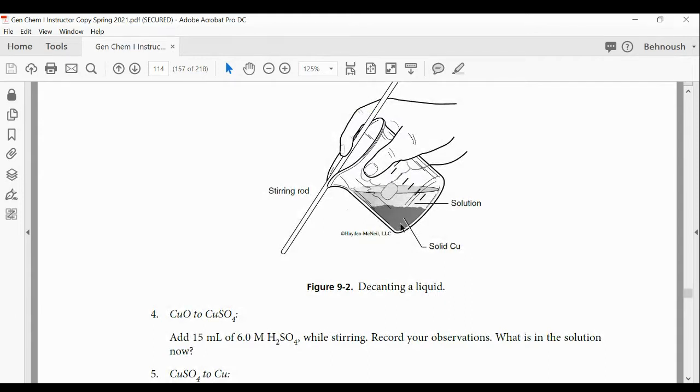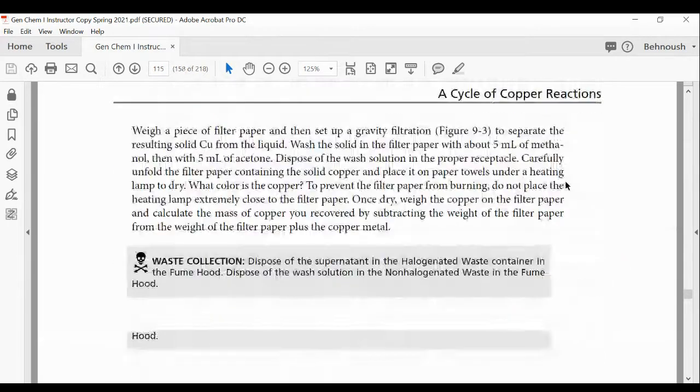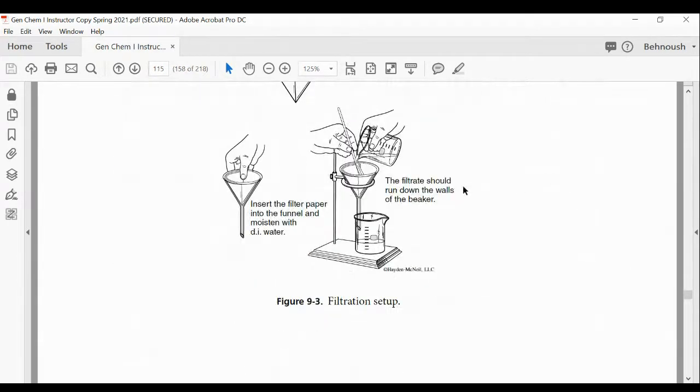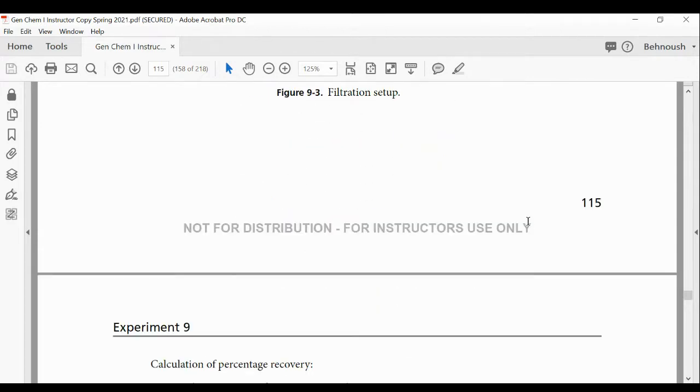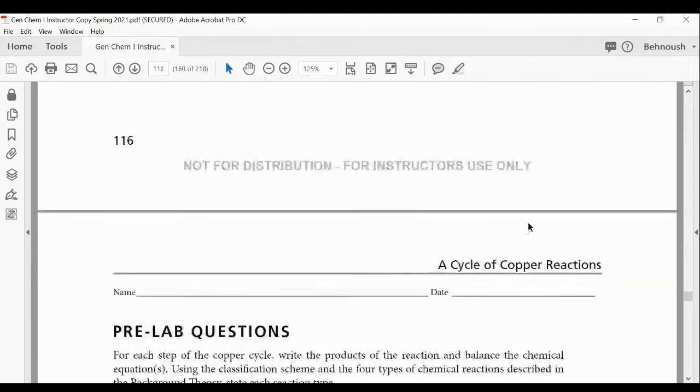This is how you decant. The solid remains at the bottom. You only pour the liquid without transferring any of the solid. And then, after you recover the copper, you filter it. You wash the copper. And after you wash the copper, you open the filter paper under the heating lamp. You dry the copper. And after you dry the copper, you calculate the percent recovery.